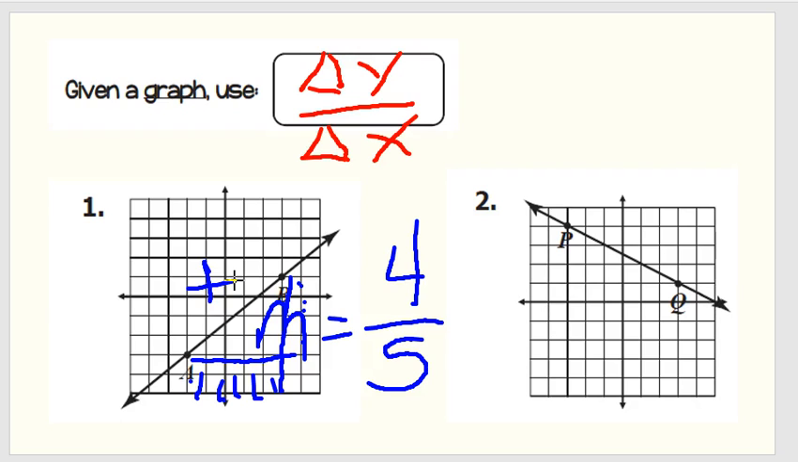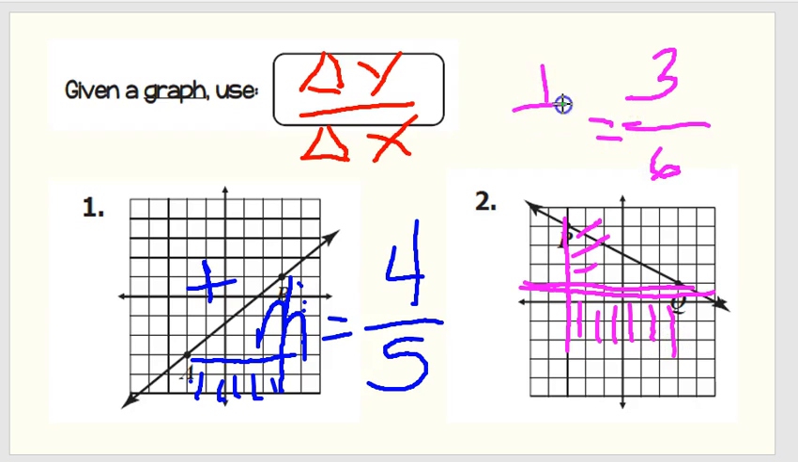Let's look at this other one that we have here. Now we have the change in y, so we're still going to go straight down. And then here's our change in x. Let's go straight over. Again, we can just count the boxes. If we're looking at our change in y, we're going 1, 2, 3. So 3 is on top. And then in the x values, we're going 1, 2, 3, 4, 5, 6. 3 over 6. Now we can simplify that to 1/2, right?